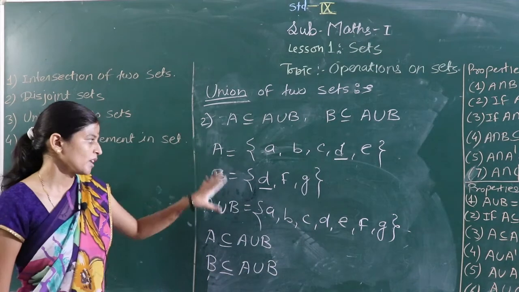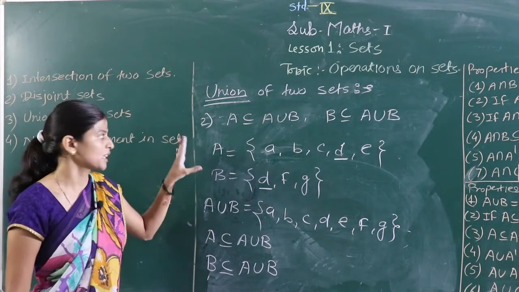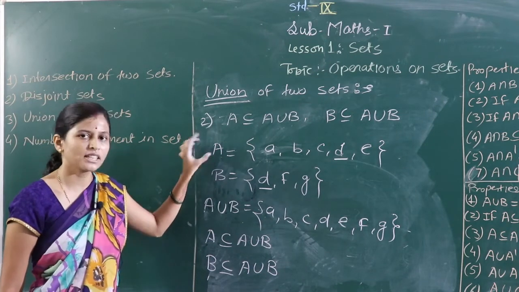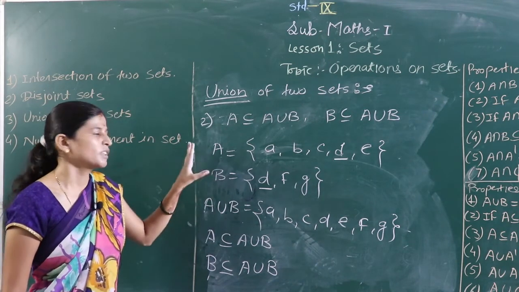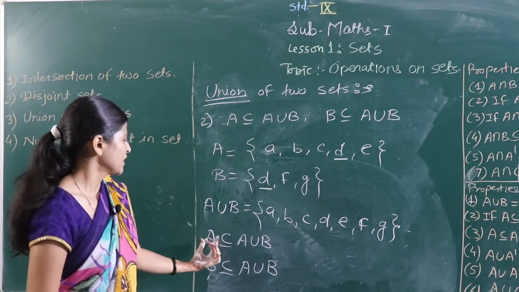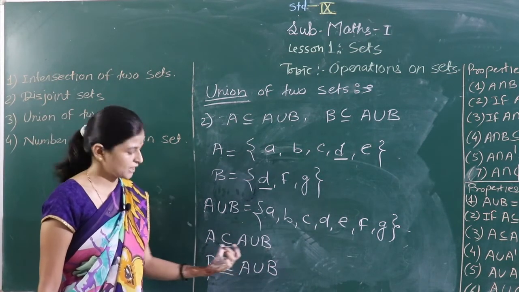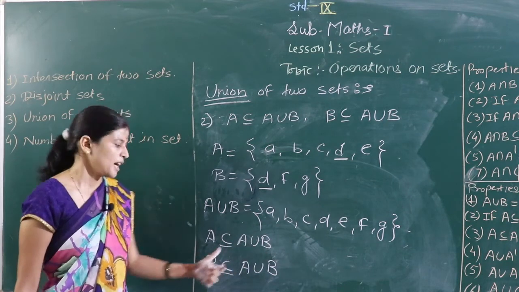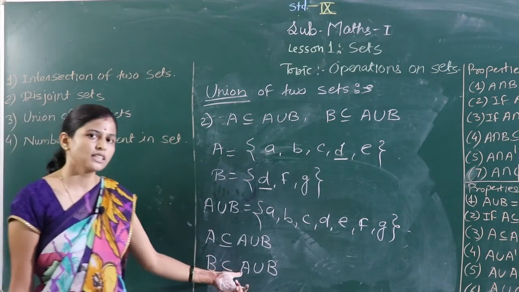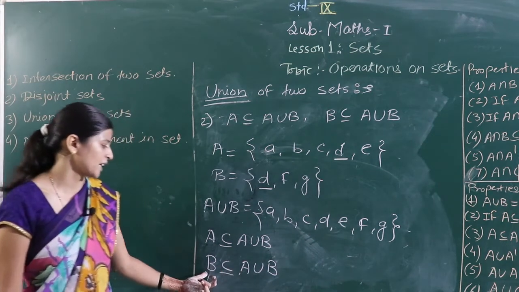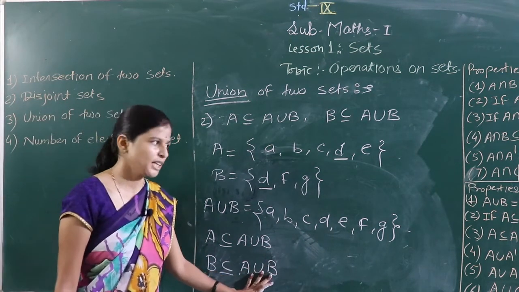Meaning, according to the subset definition, if elements of one set are present in another set, then this set is a subset of the other set. Here all the elements of set A are present in the union of these two sets, that's why A is a subset of A union B. Again, elements of set B are present in the union of these two sets, that's why we write B is a subset of A union B.